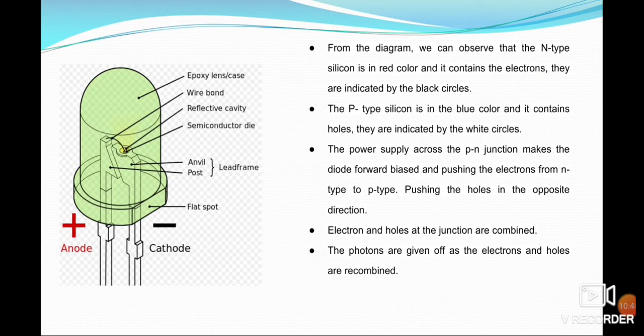So here we have the diagram for LED. From the diagram we can observe that the N-type silicon is red in color and it contains the electrons, indicated by black circles, and the P-type silicon is blue in color and it contains the holes, indicated by white circles. The power supply across the PN junction makes the diode forward biased, pushing the electrons from N to P-type, and pushing the holes in the opposite direction. Therefore, the electrons and holes combine and the photons are given off as the electrons and holes are recombined.